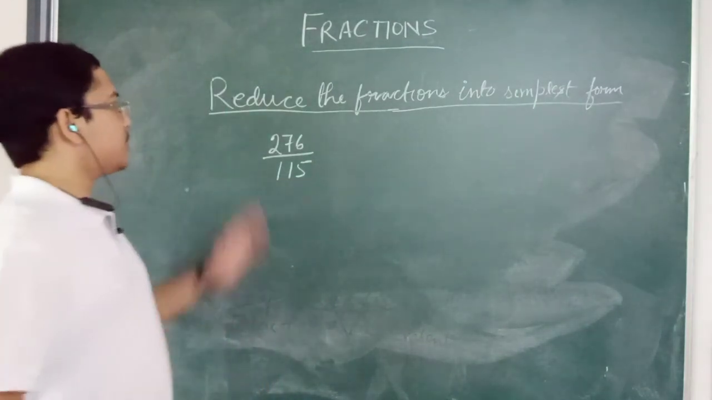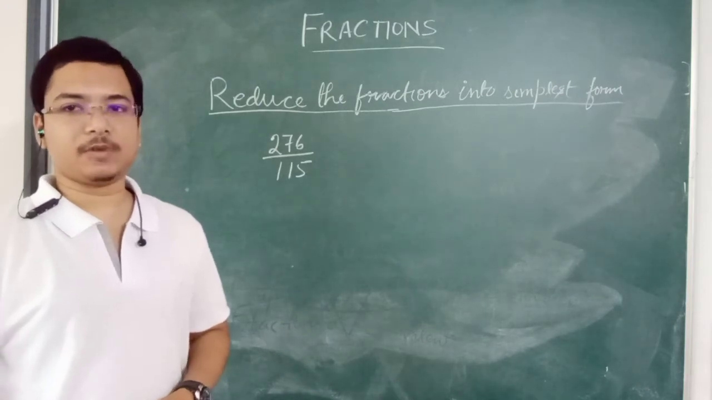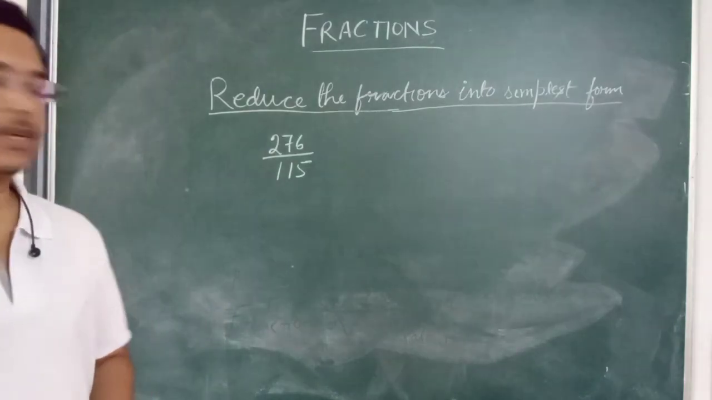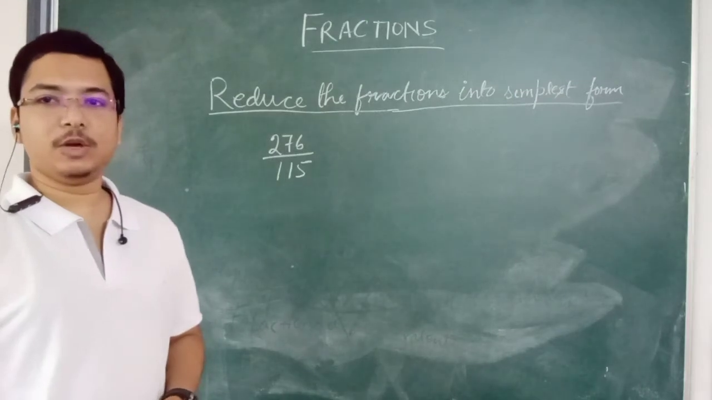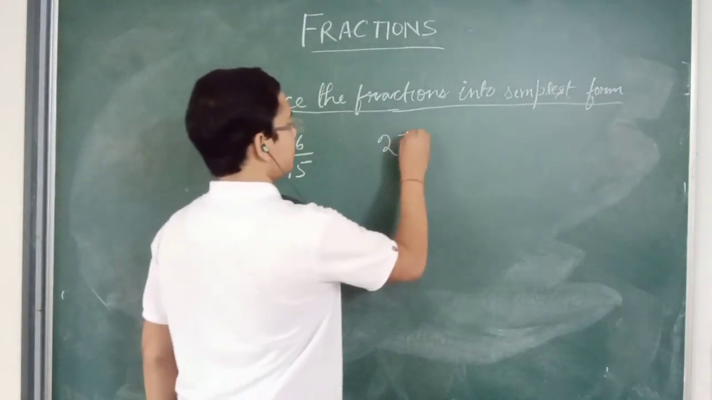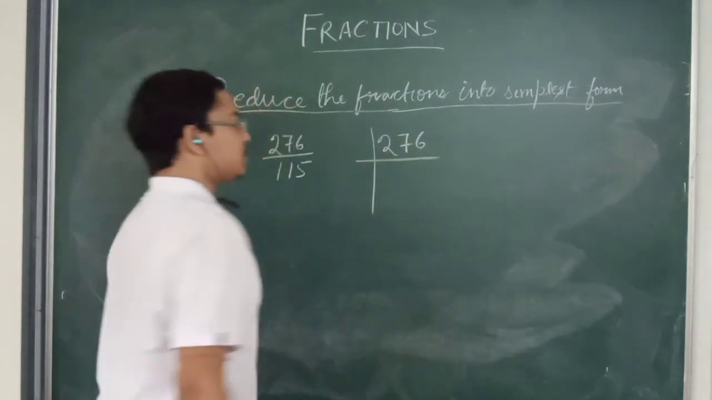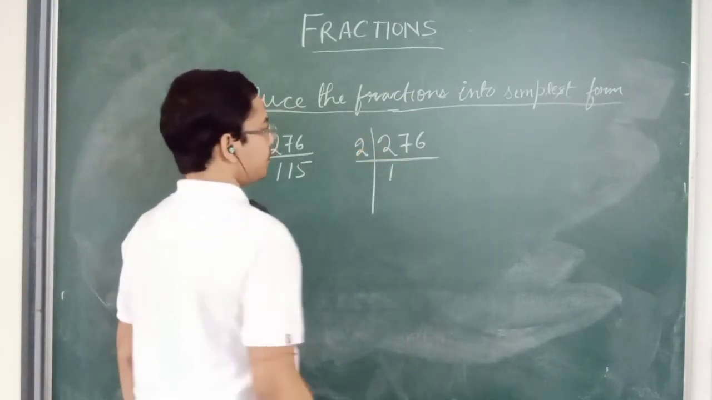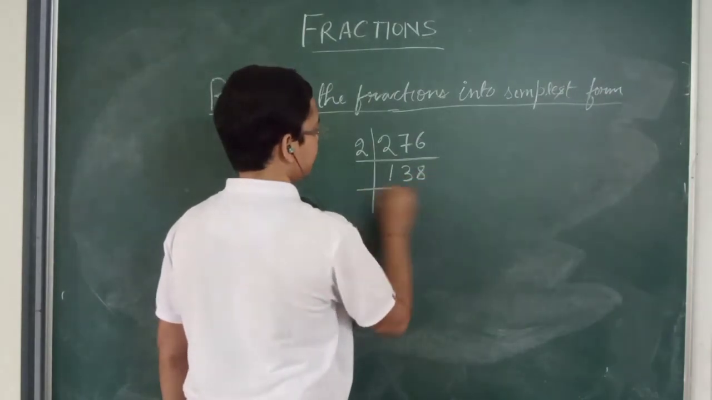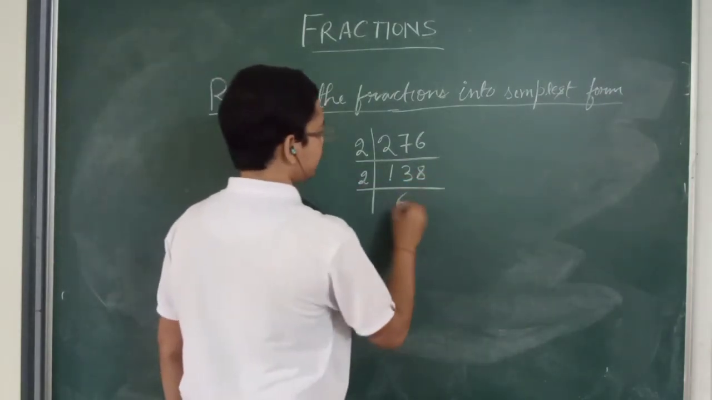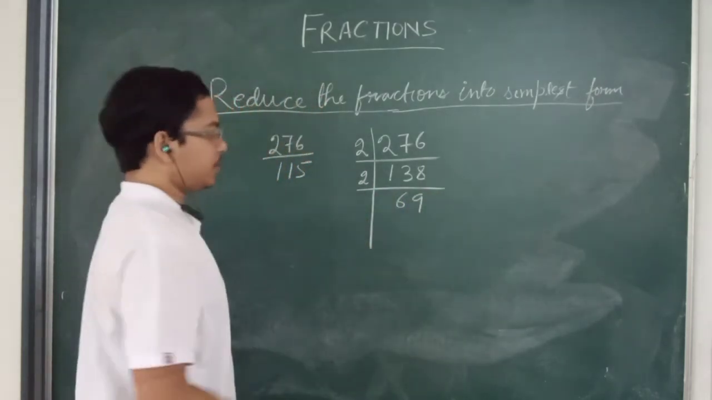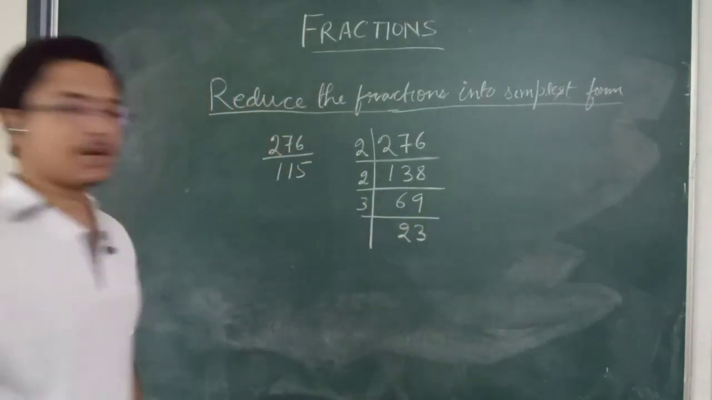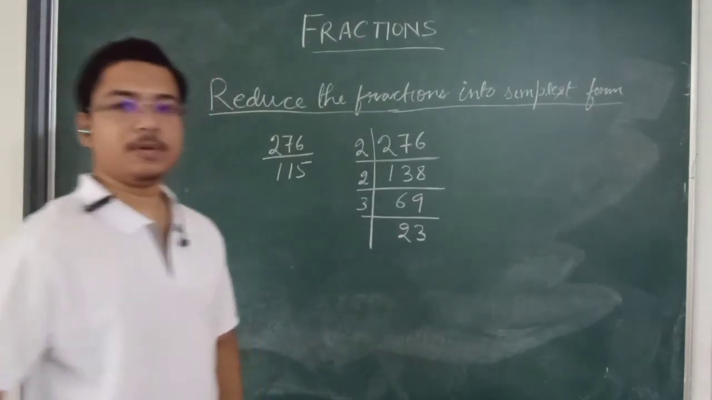The next topic of discussion is how to reduce a fraction to its simplest form. We have been given a fraction 276 by 115 and we have to convert it into simplest form. Let us factorize both the numerator and denominator. The smallest prime number by which 276 is divisible is 2. It will go 138 times. Then again it will be divisible by 2, which gives 69. It is no more divisible by 2, it is divisible by 3, giving 23. And 23 is a prime number, so we end there. It cannot be further divided.